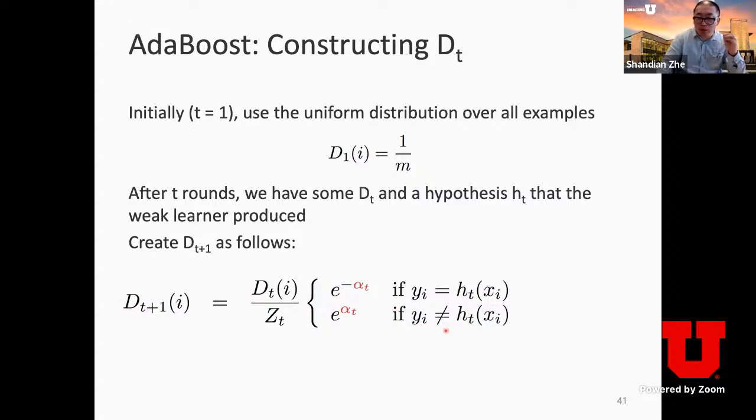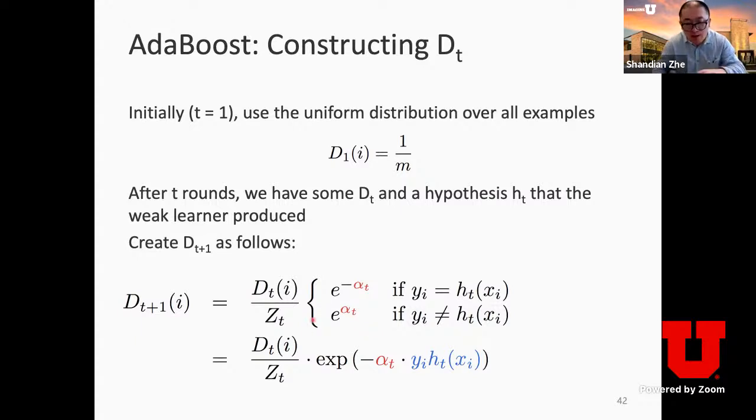And if your prediction is wrong, then you multiply the previous weight by e to the power of alpha t. Alpha t is positive, so e to the power of alpha t is bigger than 1, meaning you amplify the sample weight.